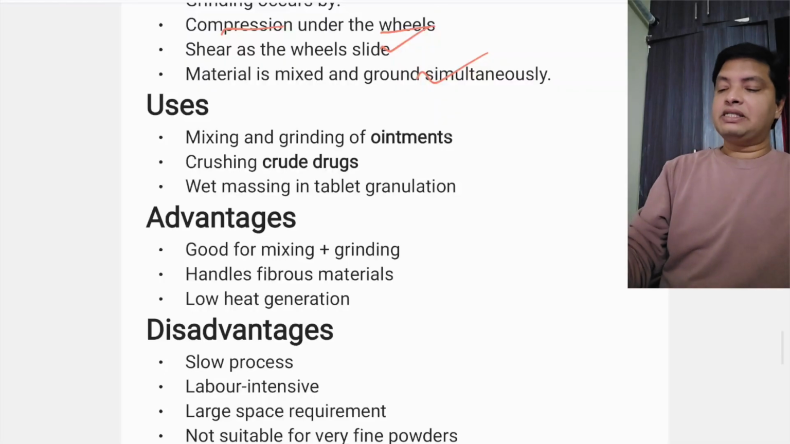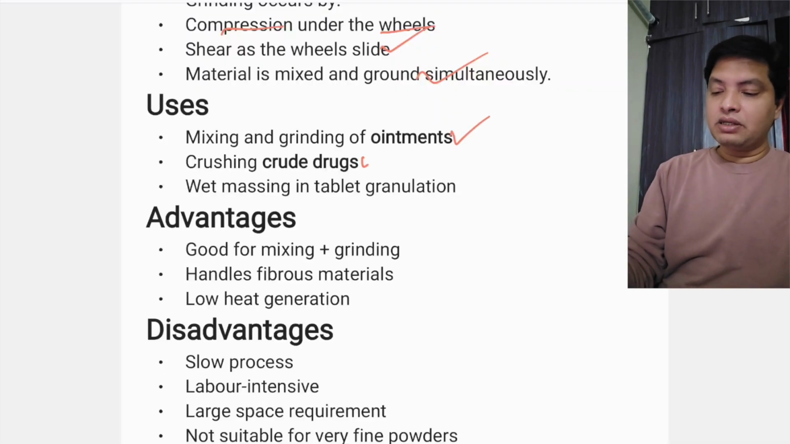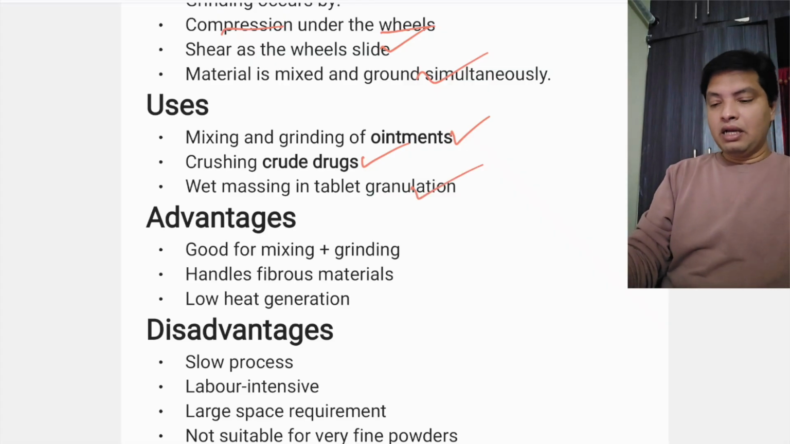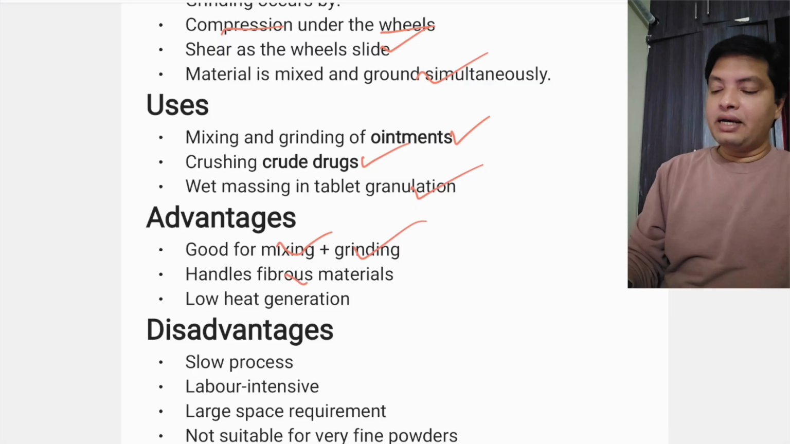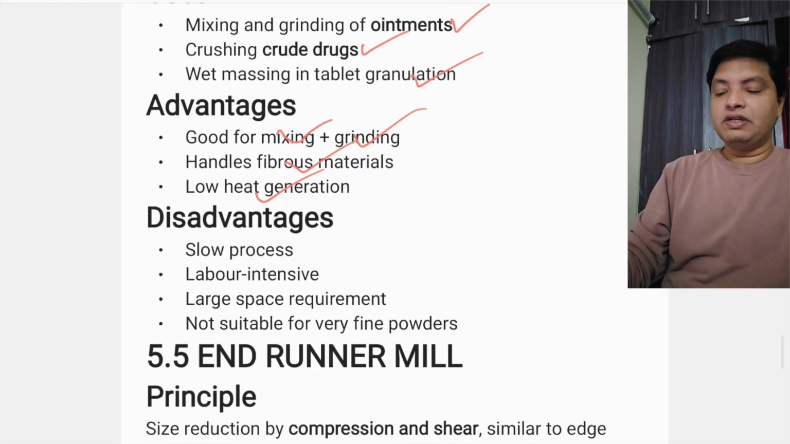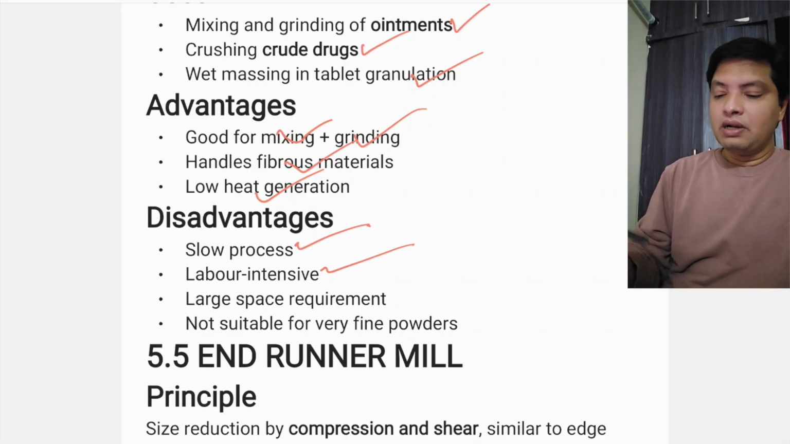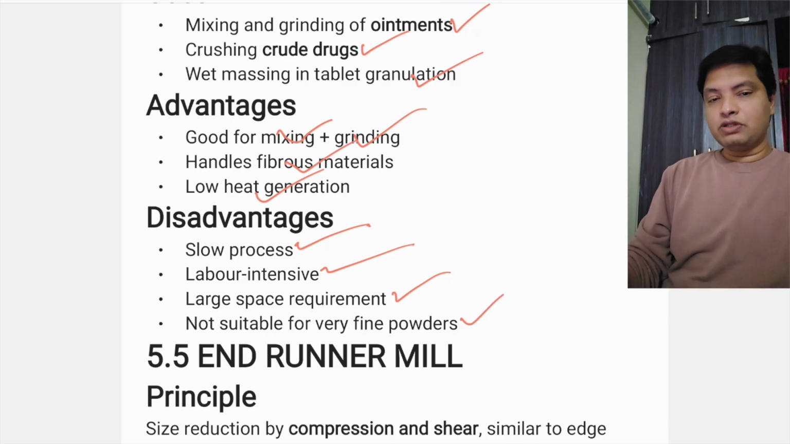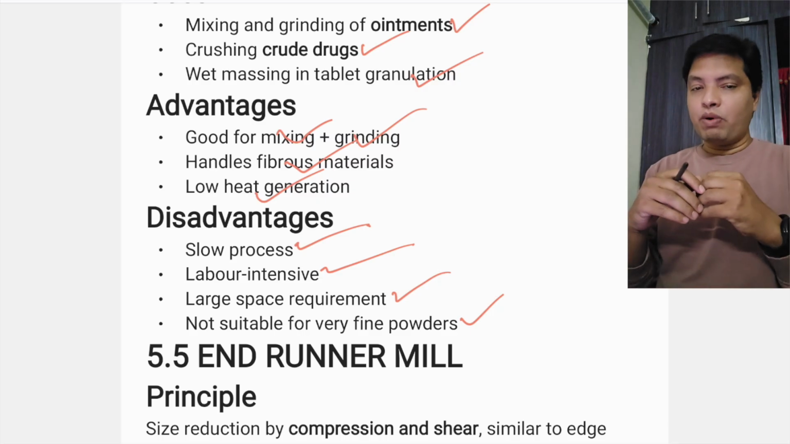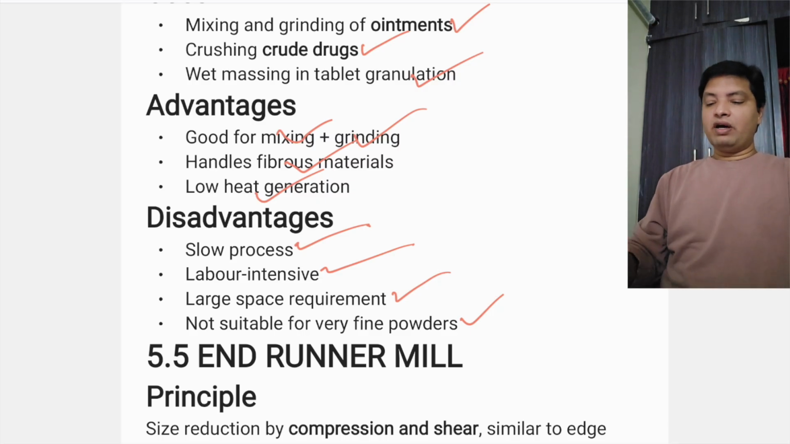Uses: mixing and grinding of ointments, crude drugs, crushing of crude drugs and wet mass in tablet granulation. Advantages: good for mixing and grinding, handles fibrous materials, low heat generation. The heat generation is very low. But the disadvantages are a very slow process, labor intensive, large space for the equipment, and not suitable for fine powders. The powder should be coarse, then only it will work. If the powder is already fine, you can't go for edge runner.